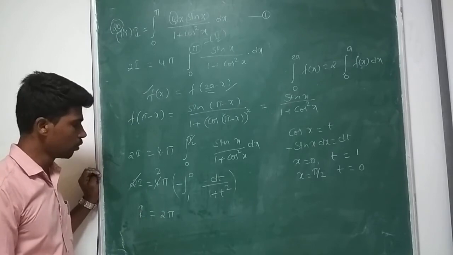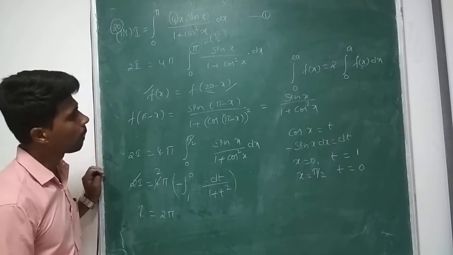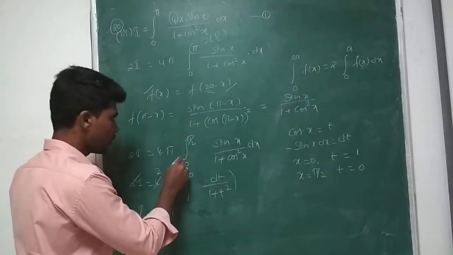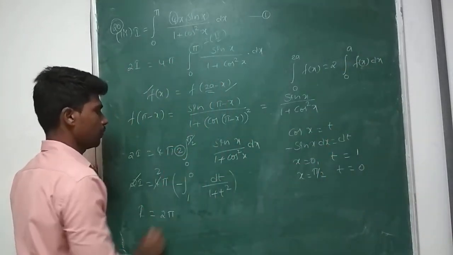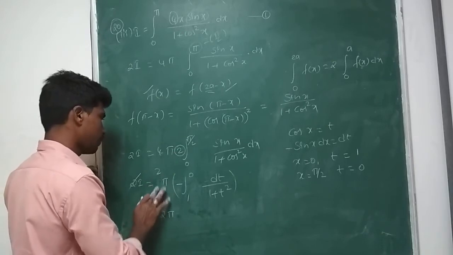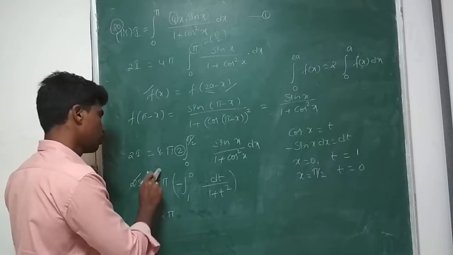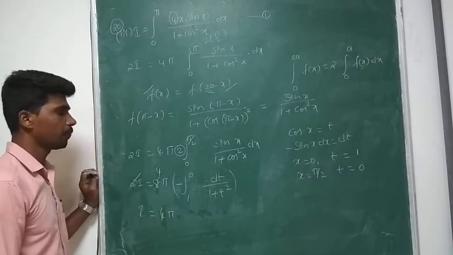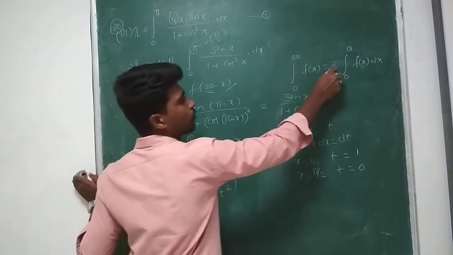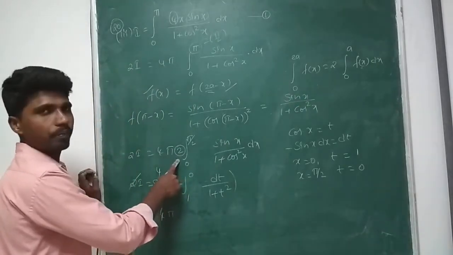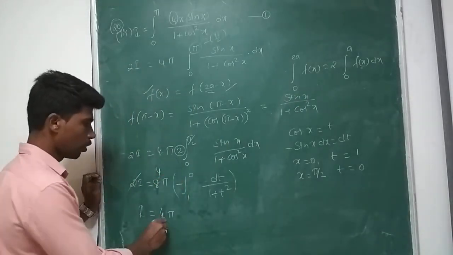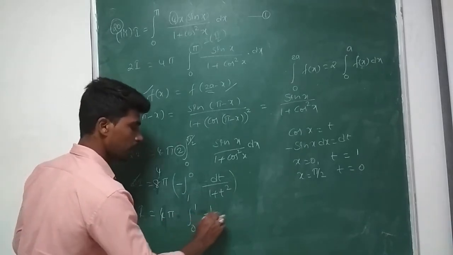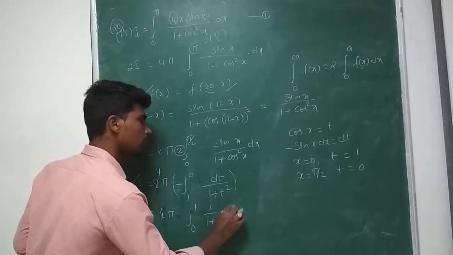I is equal to 2 pi into, see, it is 2 into integral 0 to a. I forgot to substitute here 2. 2 twos are 4, so 4 pi. So now I get I is equal to 4 pi into this 2, formula 2 I forgot to substitute, right? So now 4 pi into integral 0 to 1 by 1 plus t square dt.